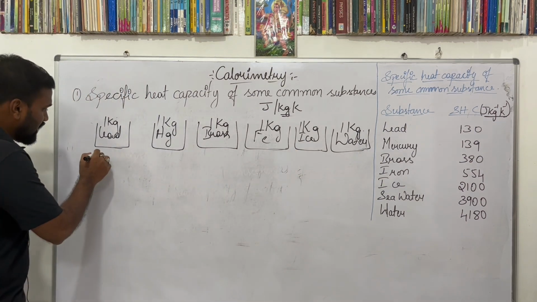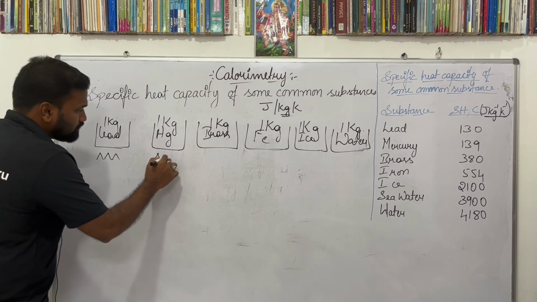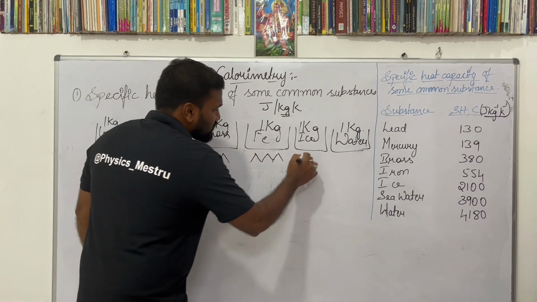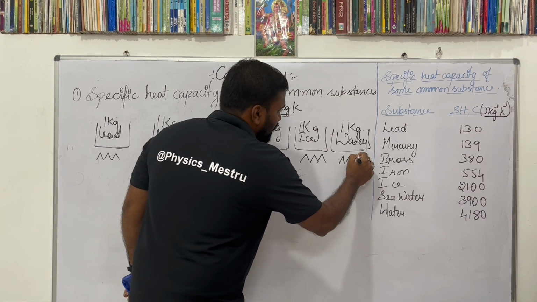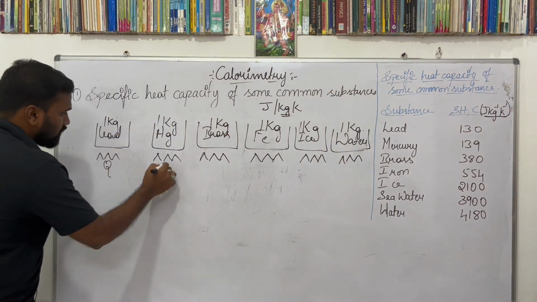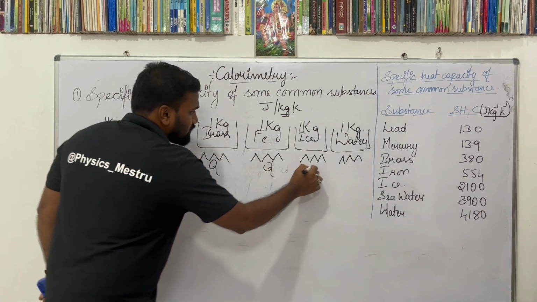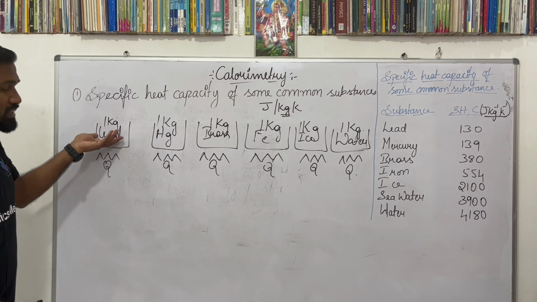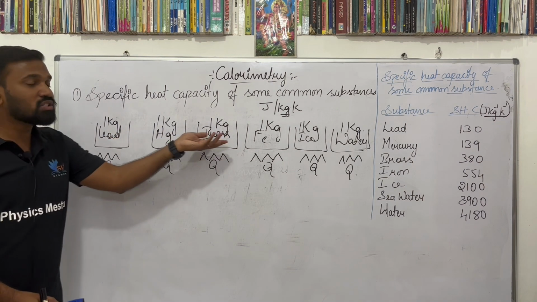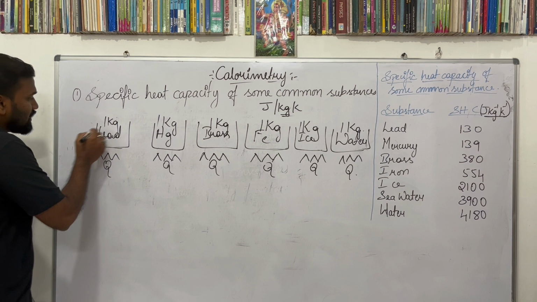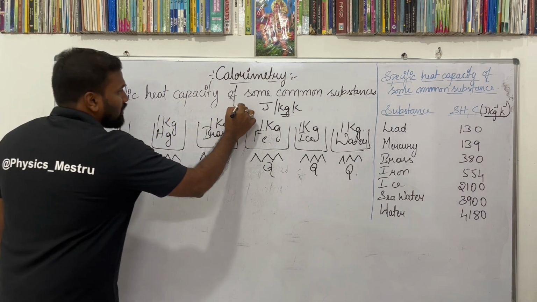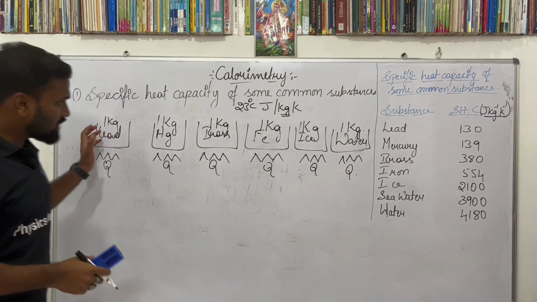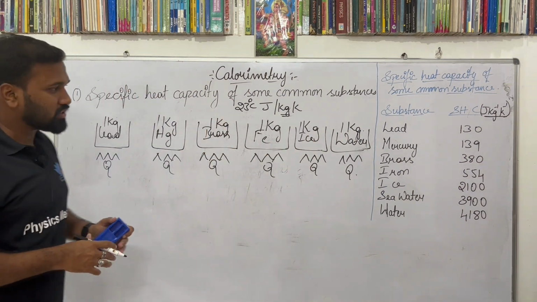Now what I will do, I will give the same amount of heat energy, Q, to all the substances. Obviously the heat energy will be absorbed by those substances. Now consider the temperature of all the substances is 23 degrees Celsius.